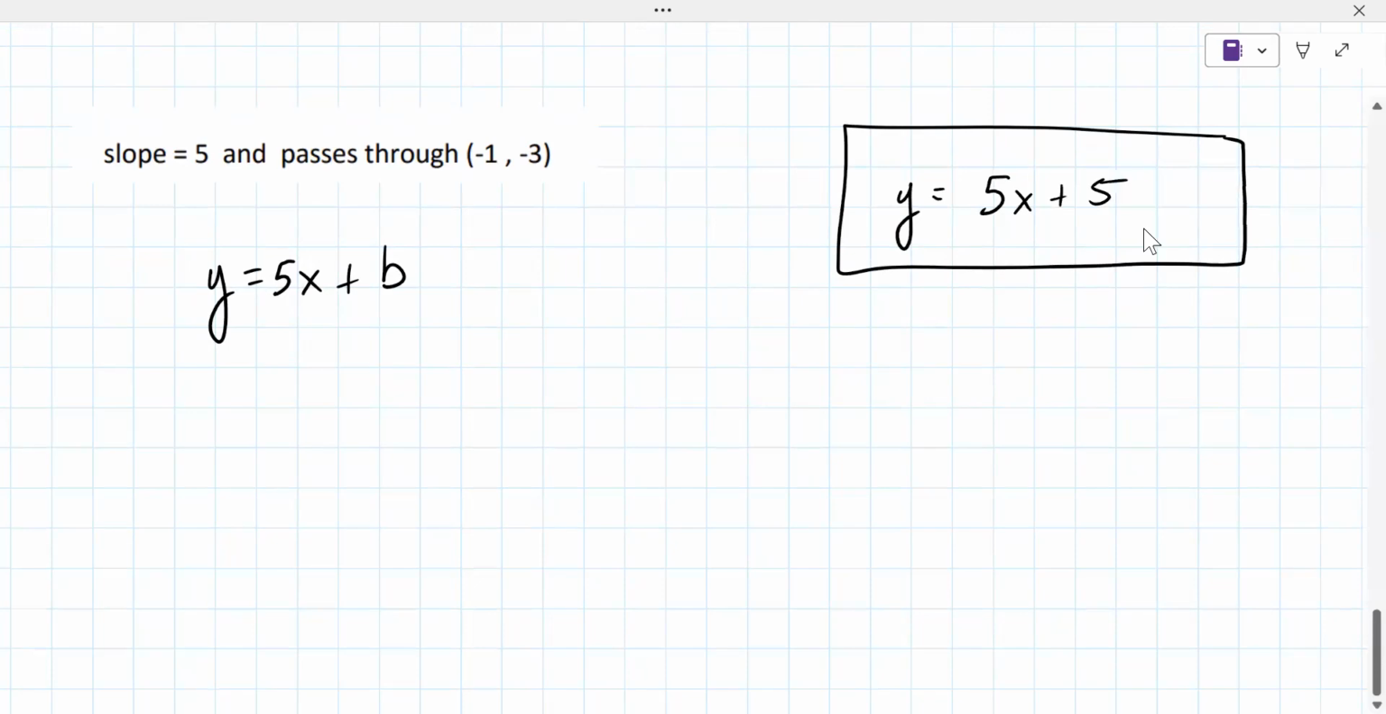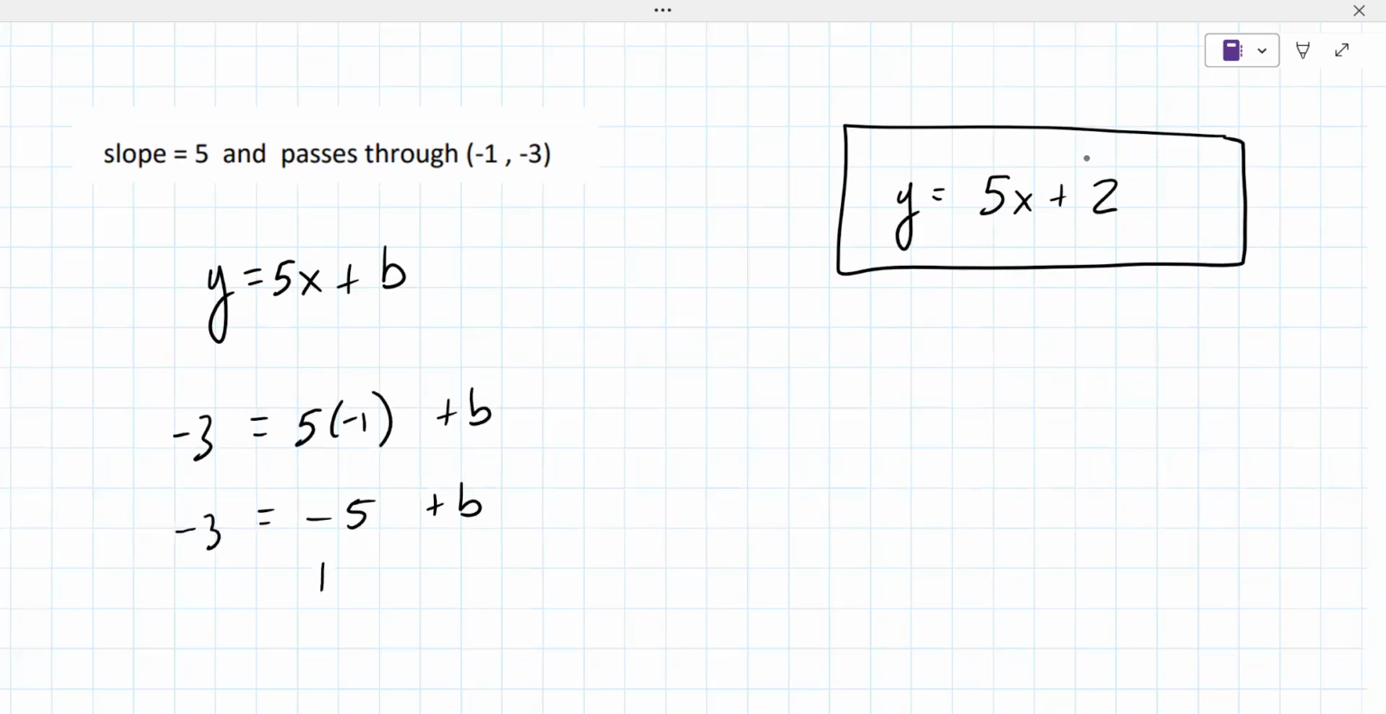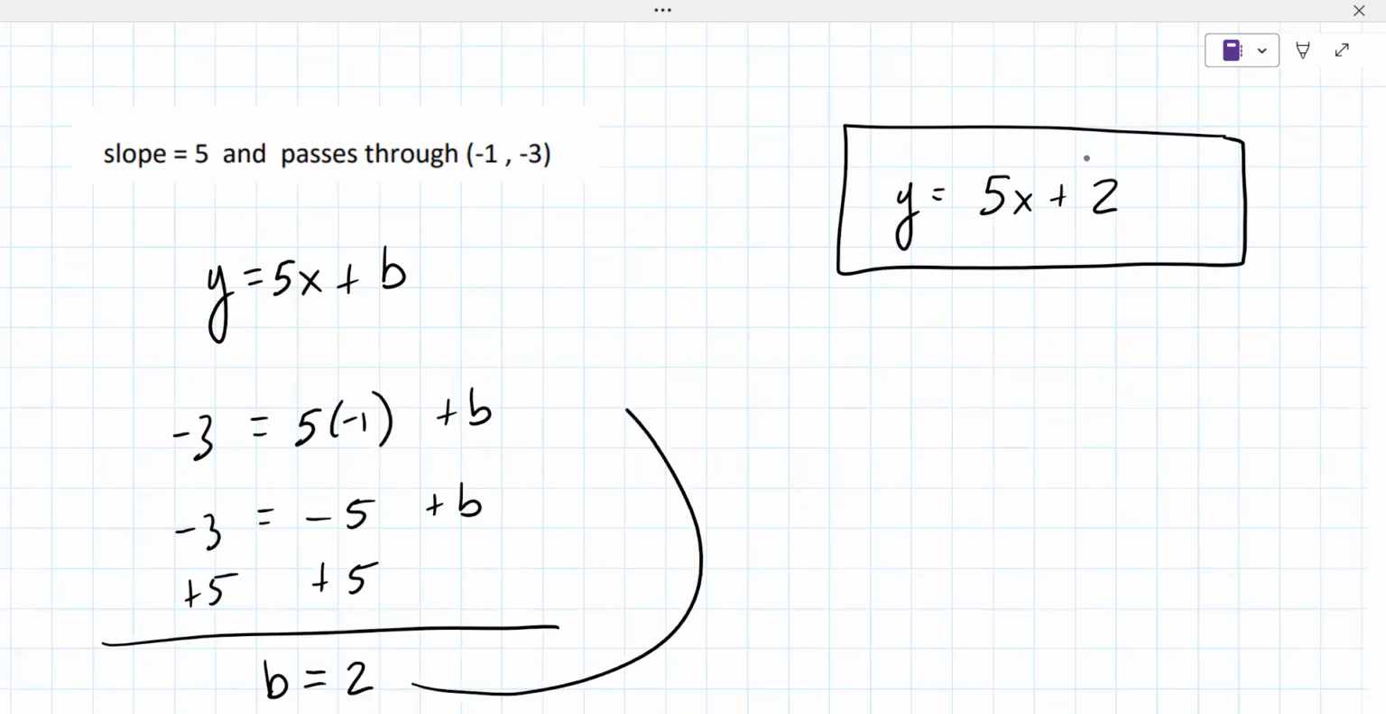2. Okay. This is all very concerning because I don't know where the gap is here, but like you said, it's 5 times -1 plus b, -3 equals -5 plus b, add 5 to both sides, b equals 2. Yeah. That goes back in that.